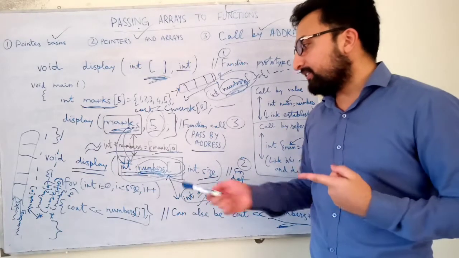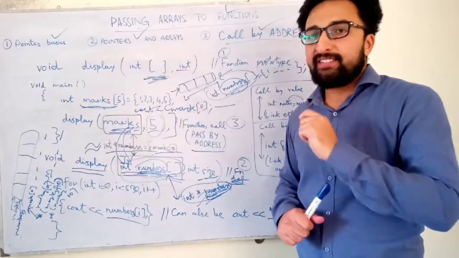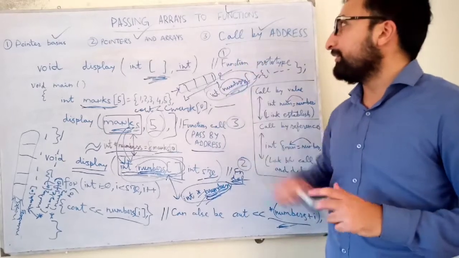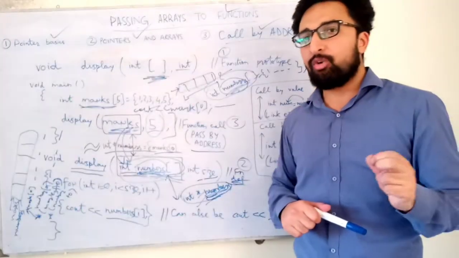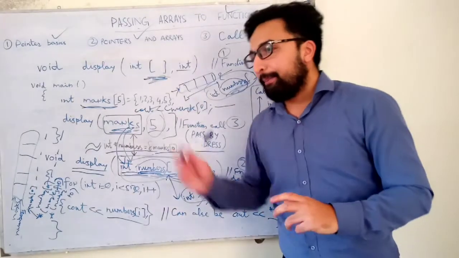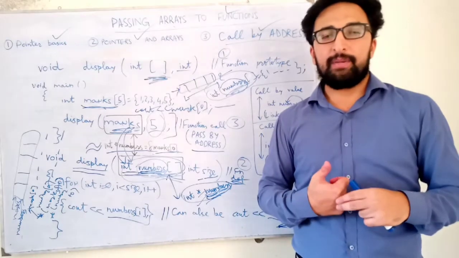And the other reason is that the name of the array is basically an address, simply a starting address. So that allows us to make the function calls using call by address or pass by address when we are passing arrays to the functions. So that is pretty much it for today.